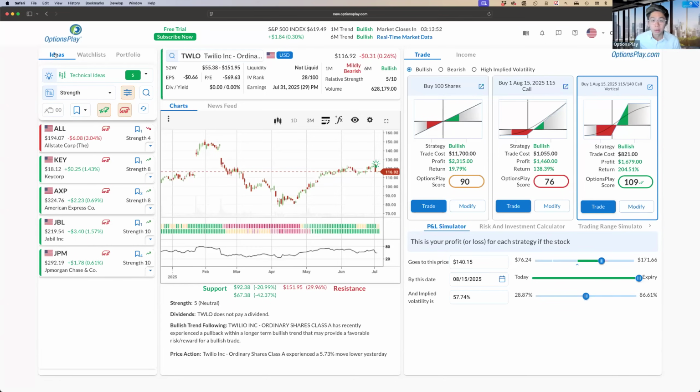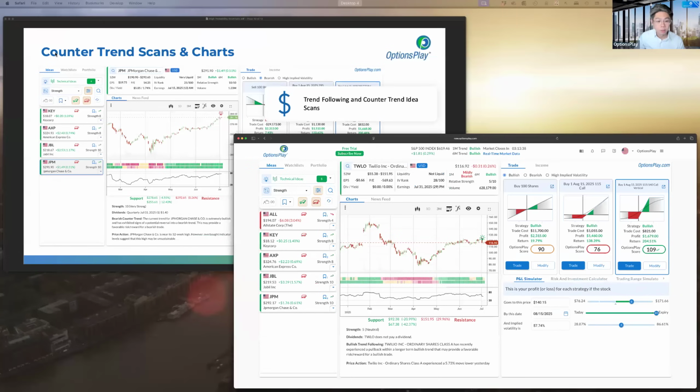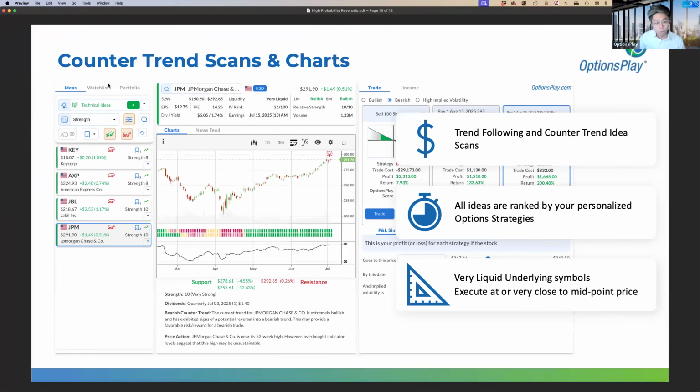With that, that covers what I wanted to share with you here today. Hopefully this gives you a better understanding of counter trend strategies, why you should look at counter trend strategies in your portfolio, and more importantly, how you can actually screen for them automatically using the OptionsPlay platform. With that, let's turn this over to Q&A.